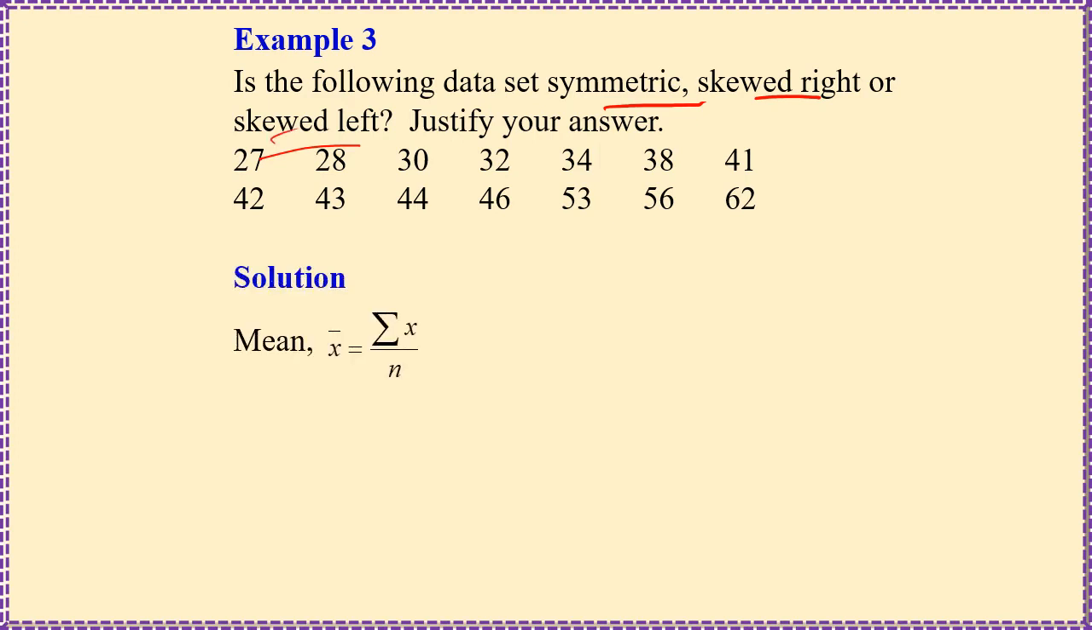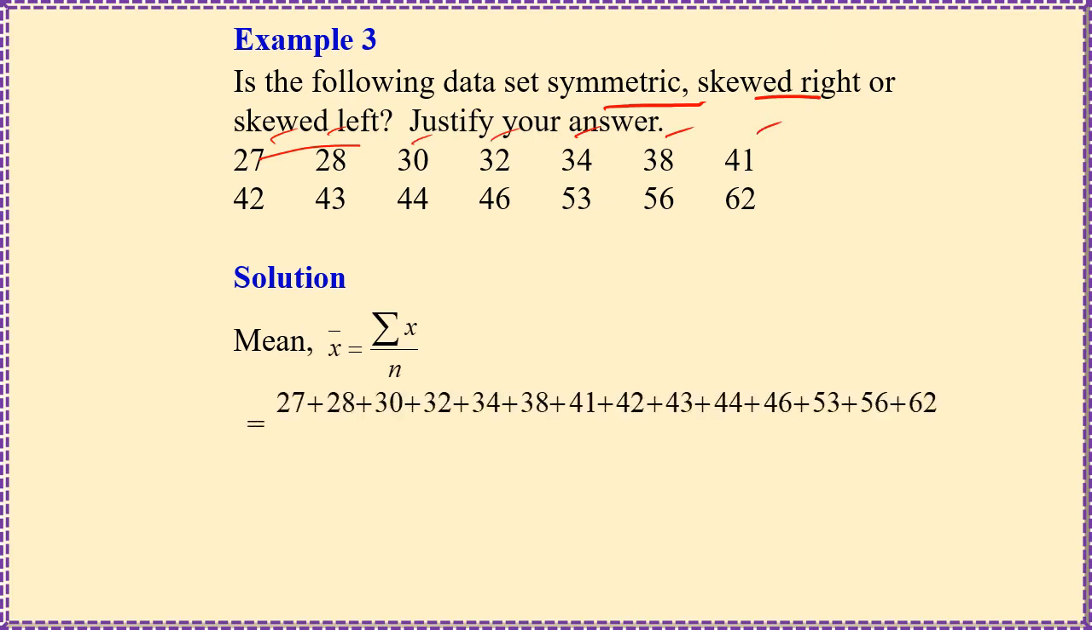How many data do we have? 1, 2, 3, 4, 5, 6, 7. So 14 data. So total everything and divide by 14. So we have the answer of mean is 41.1. And then how about the median?